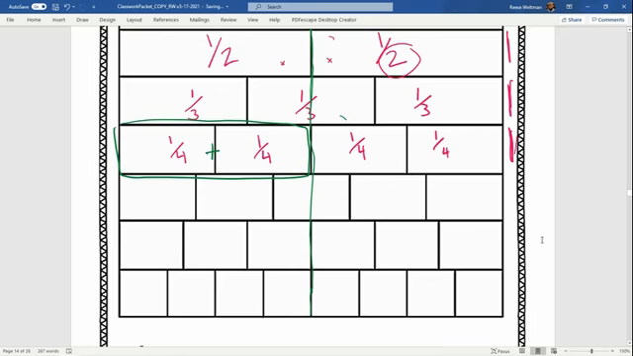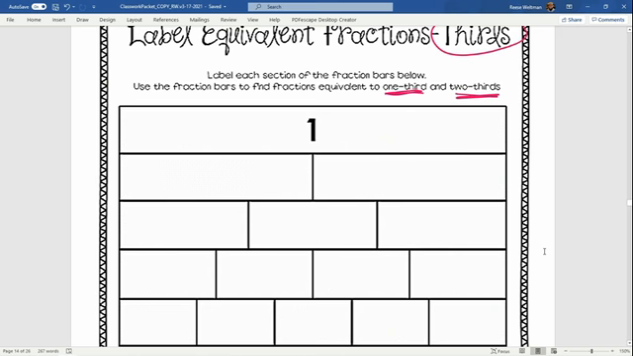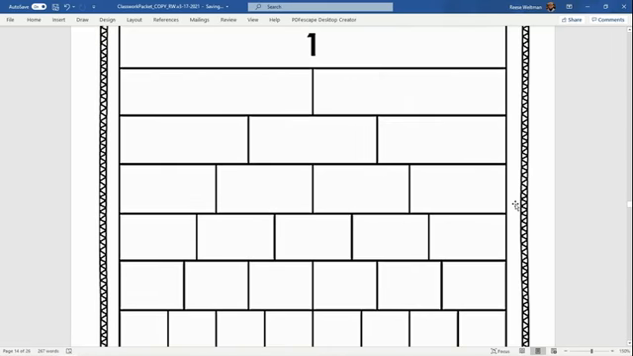That's true. And then on the third page, guys, you're doing the same thing. But on that page, it actually asks you to label each section of the fraction bars, okay? But you're also going to find fractions that are equivalent to 1/3 and 2/3. Maybe you don't like it, but you think it's easy. If it's easy, that's a good thing.